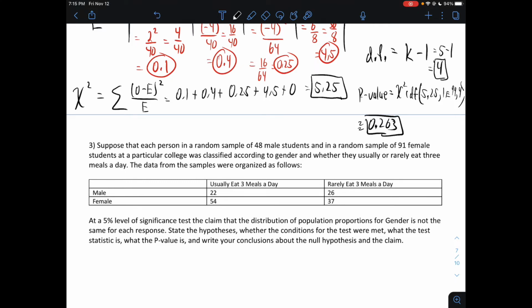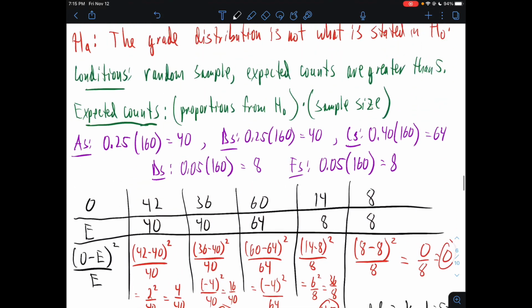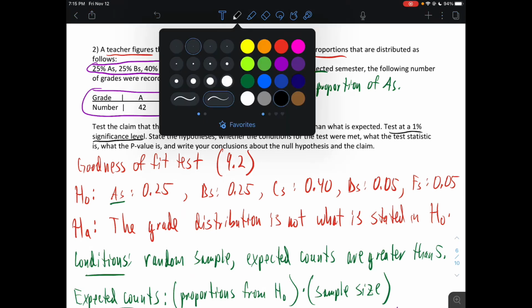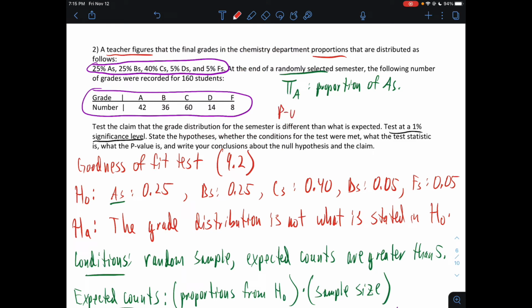So then to finish this problem, we compare our p-value to the level of significance. We then ask, are we going to reject or fail to reject the null hypothesis? And then we can make a conclusion about our claim. So in our problem, we have a 1% level of significance. So we can say that our p-value, which is 0.263, is greater than alpha, which is 0.01. So that means we fail to reject the null hypothesis.